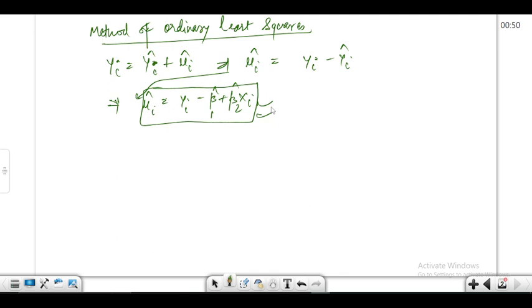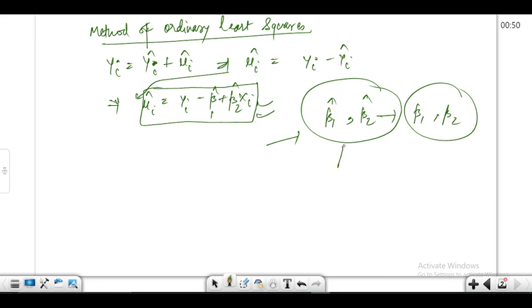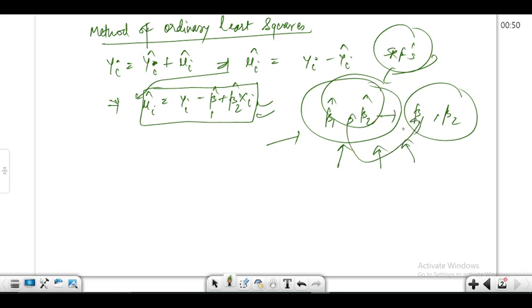So how do we estimate our sample statistics using this method? Our aim is to estimate beta 1 hat and beta 2 hat, and with the help of these values we'll estimate our population parameters, beta 1 and beta 2. We'll take multiple samples, creating multiple SRFs, get multiple such values, and from these try to estimate the values for the entire population.